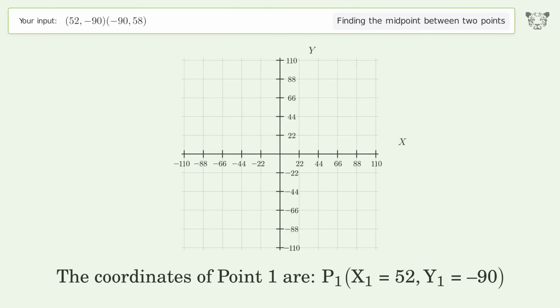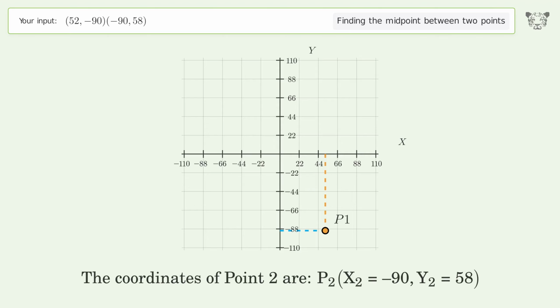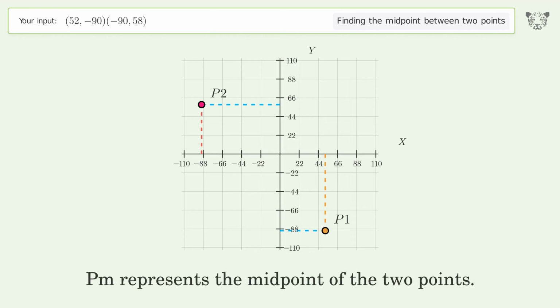The coordinates of point 1 are x1 equals 52, y1 equals -90. The coordinates of point 2 are x2 equals -90, y2 equals 58. PM represents the midpoint of the 2 points.